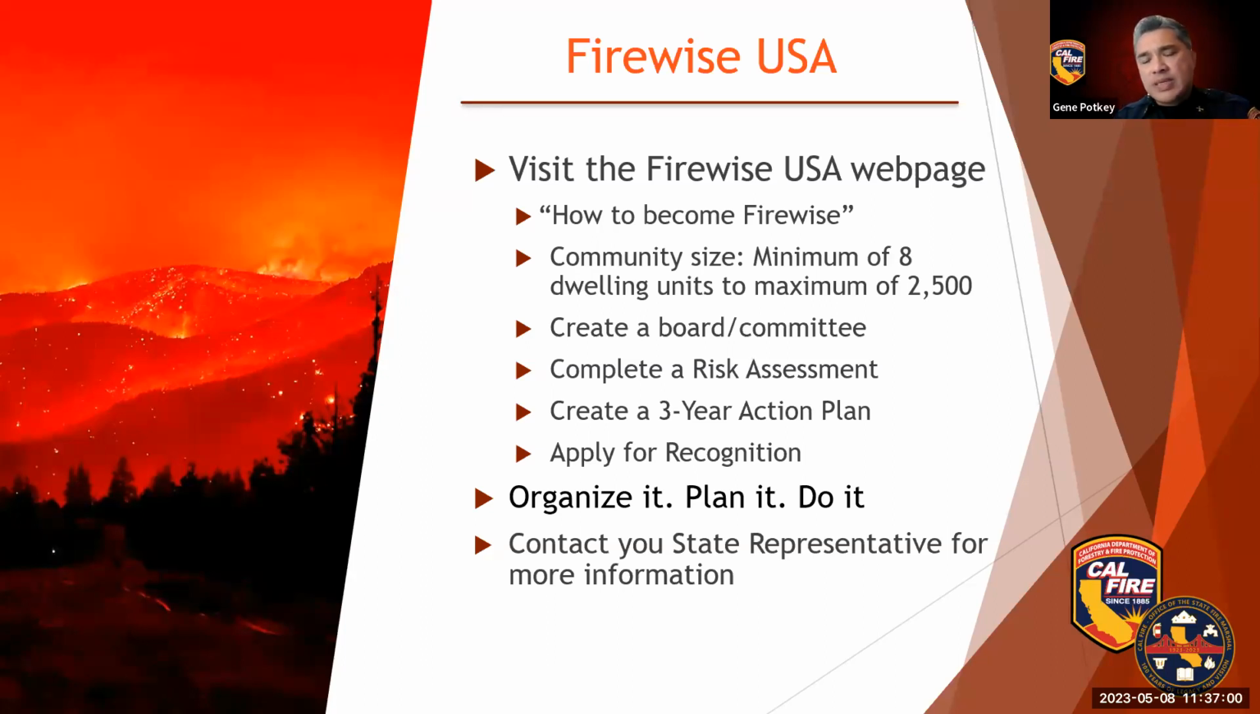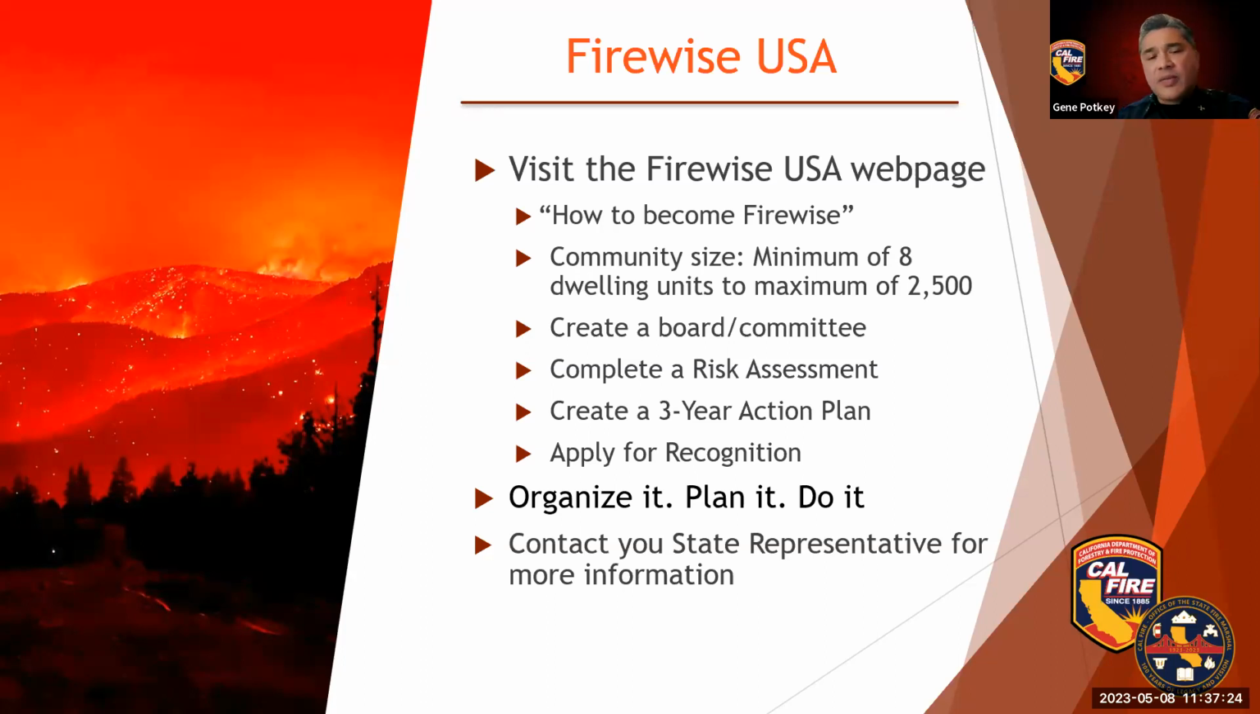And that community risk assessment is like doing a community survey as to where your community is strong with its wildfire preparation, but where there are some shortfalls. And those identified shortfalls, you're going to compile into a list and then create a 3-year action plan. And that 3-year action plan is basically a to-do list for the next 3 years.